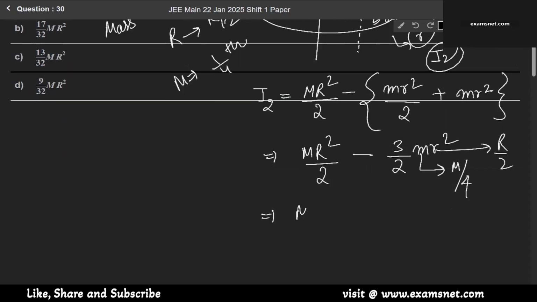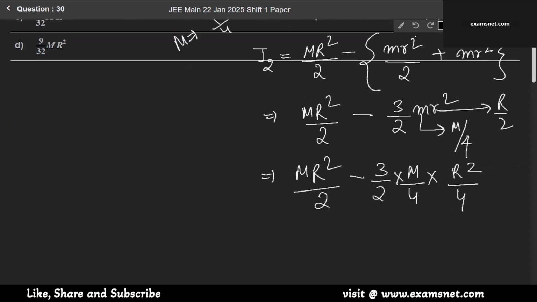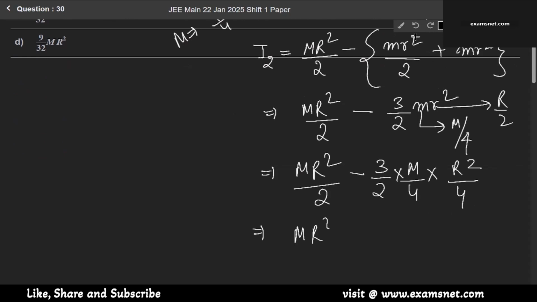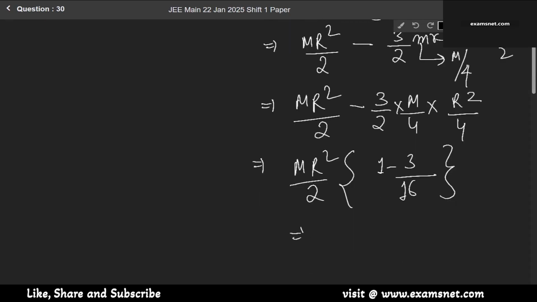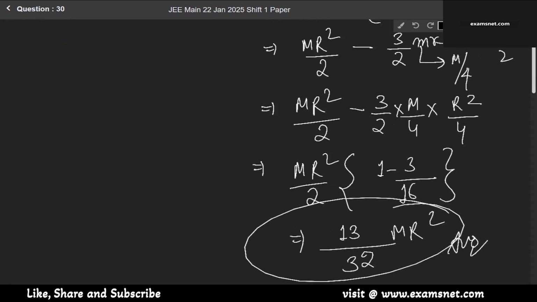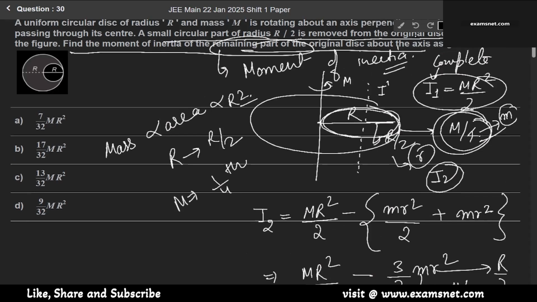So solving it, we get mr square by 2 minus 3 by 2 into capital M by 4 into R square by 4. So solving it, we get mr square by 2 into 1 minus 3 over 16. So it will be equal to 13 by 32 mr square. So this is our final answer. So the moment of inertia of the remaining part will be 13 by 32 mr square, which means option C is the correct answer.